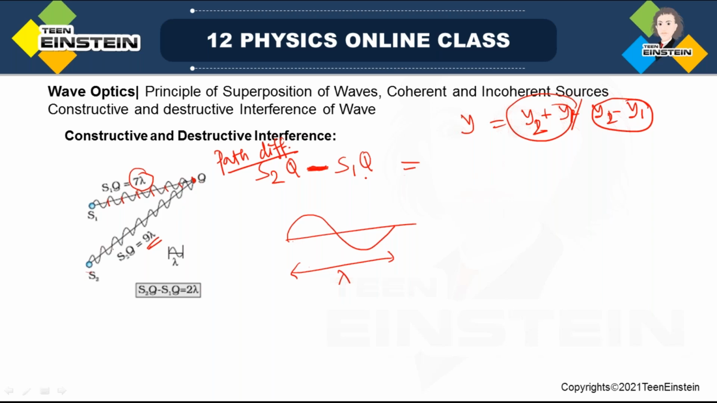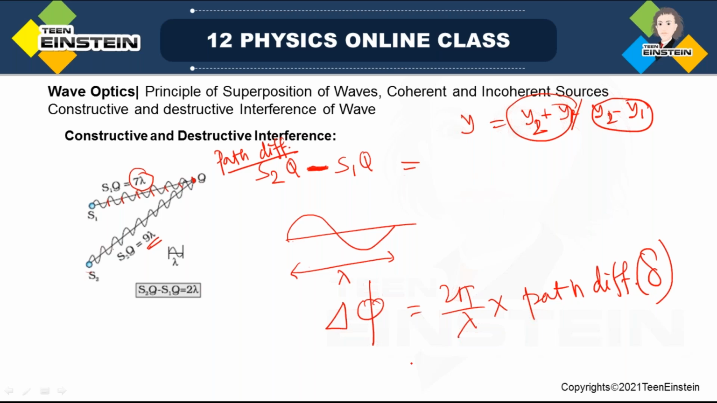To get the phase difference: if there is no phase difference, then they are meeting in phase. If there is a phase difference, then they are not meeting in phase. To find the phase difference, we know phase difference phi is equal to 2 pi by lambda into path difference. Path difference is very often denoted by delta. So we can write 2 pi by lambda into delta, and you have to find the value of delta.